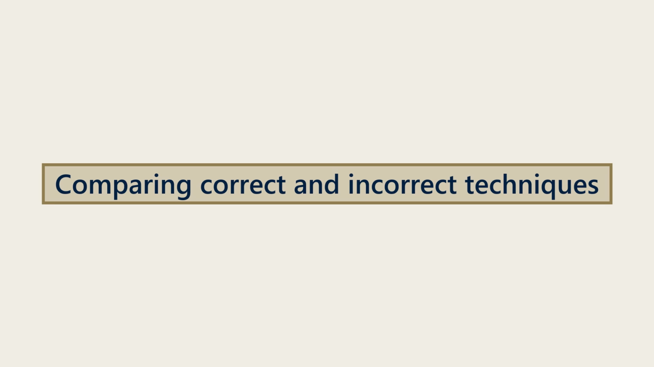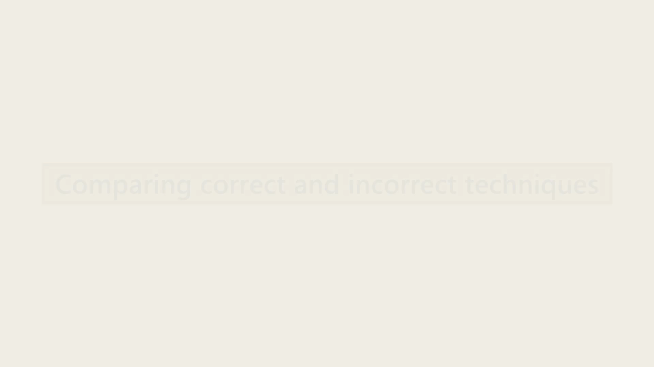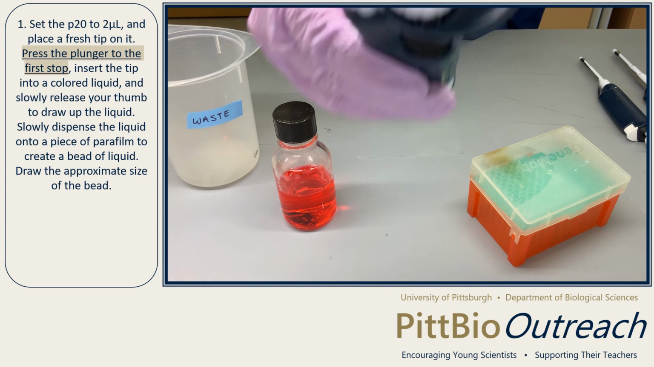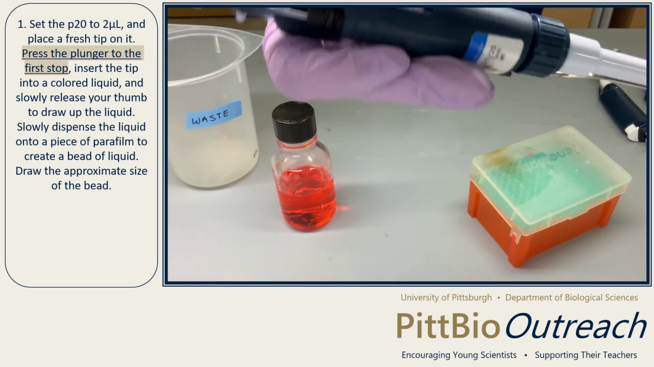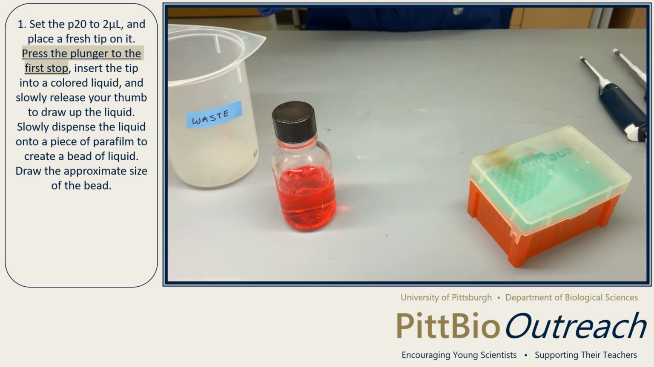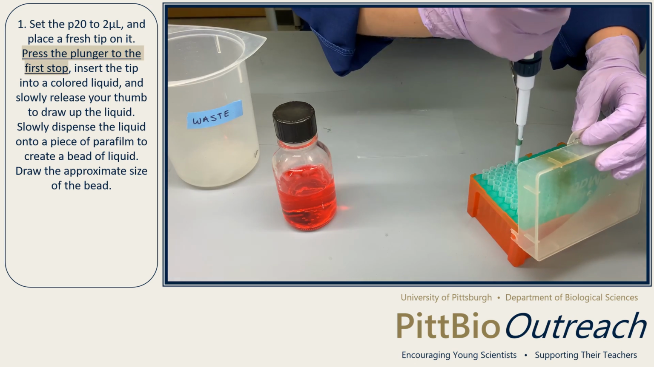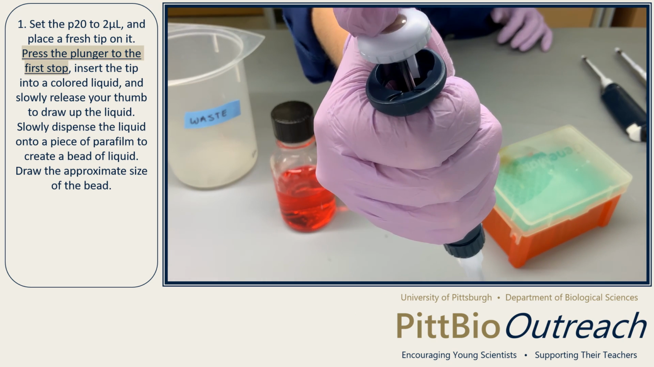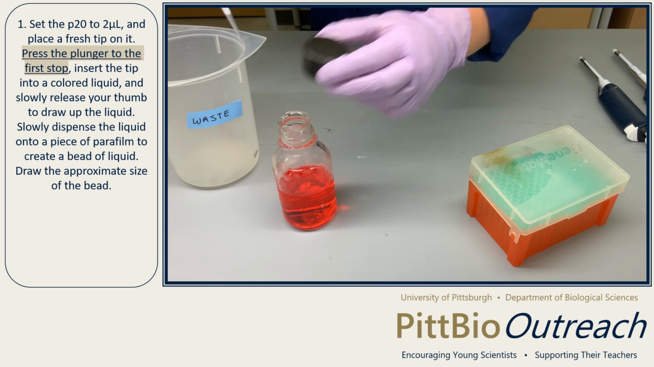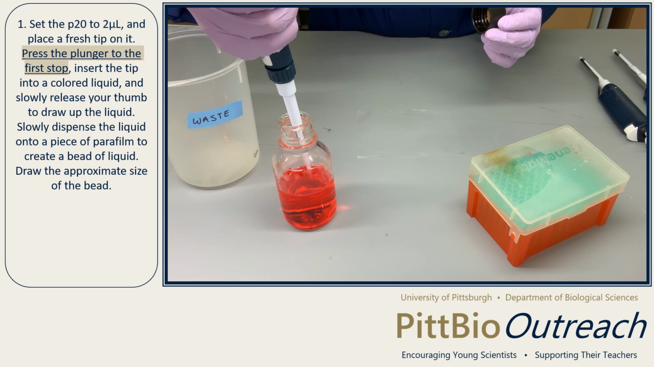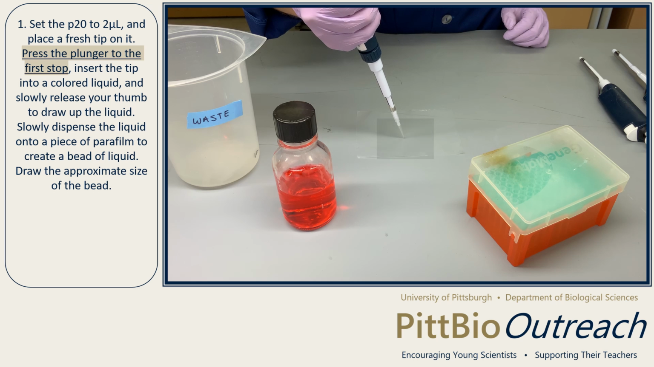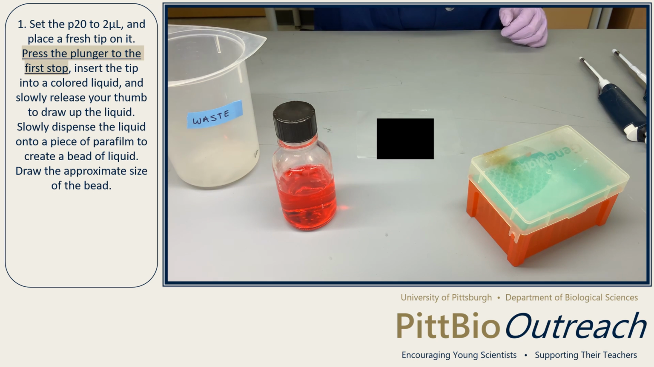Comparing correct and incorrect technique. Step 1. Set the P20 to 2 microliters and place a fresh tip on it. Press the plunger to the first stop. Insert the tip into a colored liquid and slowly release your thumb to draw up the liquid. Slowly dispense the liquid onto a piece of parafilm to create a bead of liquid. Draw the approximate size of the bead below.